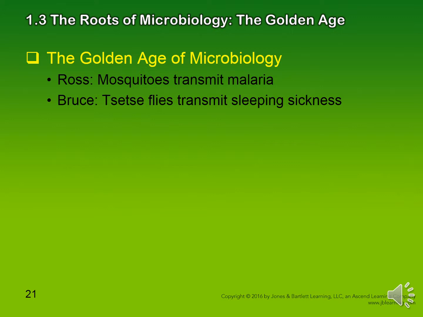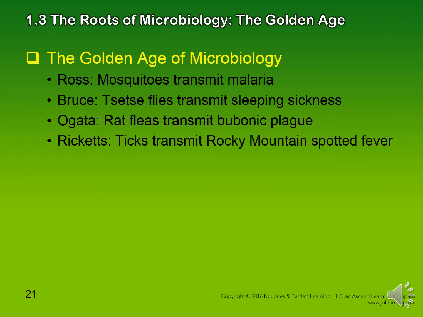Bruce showed that tsetse flies transmitted sleeping sickness. Ogata showed that bubonic plague can be transferred from rat fleas to other rats or to humans. And Rocky Mountain spotted fever can be transmitted by the bacteria Rickettsia, and that bacteria is named after the discoverer, who is Ricketts. Okay. Reed looked at mosquitoes transferring yellow fever.